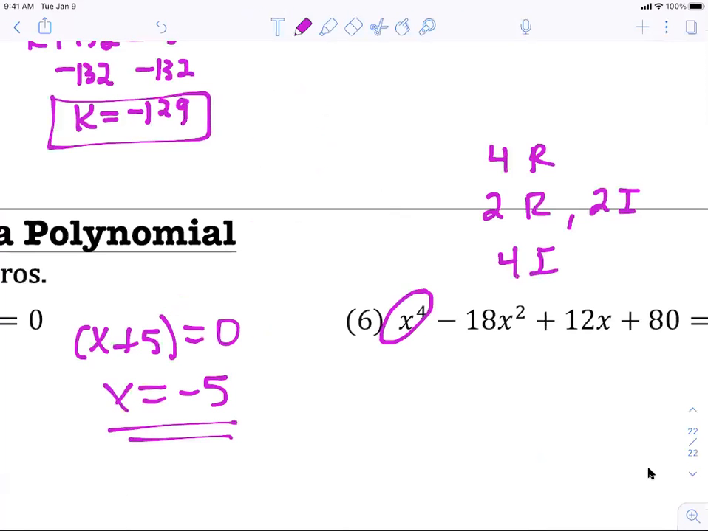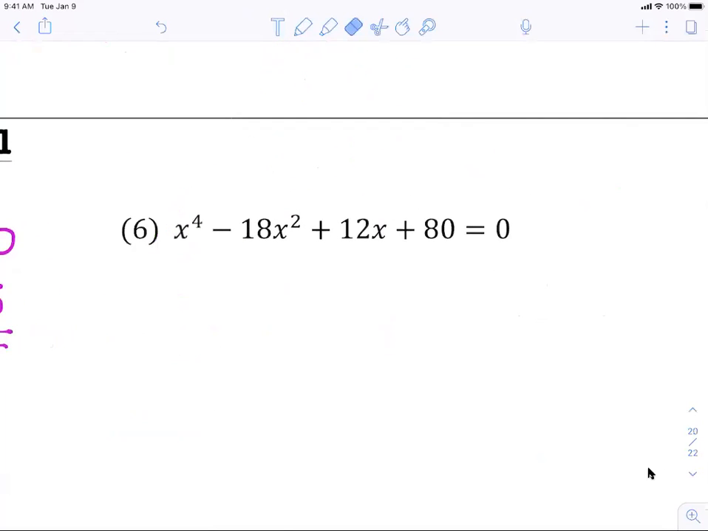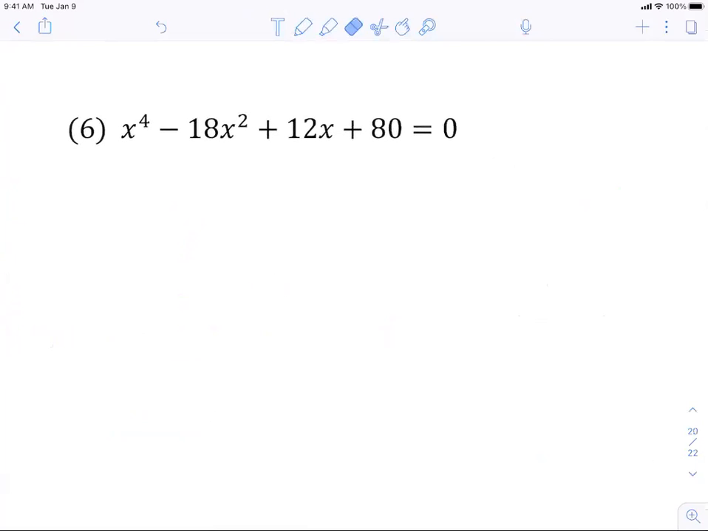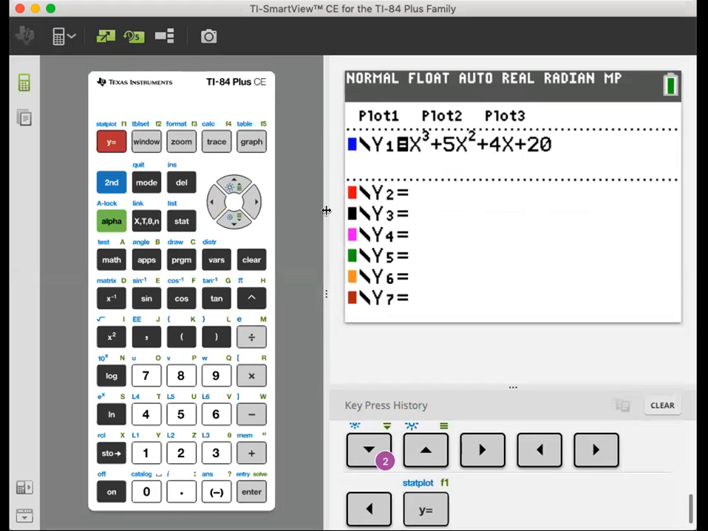Sorry guys. So let's double check. Let's start by going through. Now again, the trickiest part is looking at this and being like, Miss Hardy, we don't have any zeros. But that's okay. That's what we're going to use our handy dandy trusty calculator for. So I'm going to go to my calculator, and we are going to start by typing in our function.